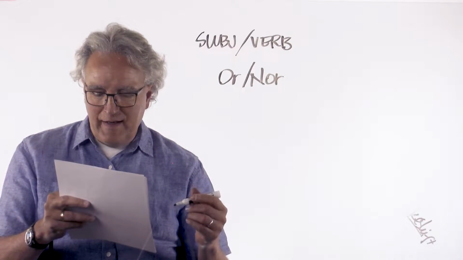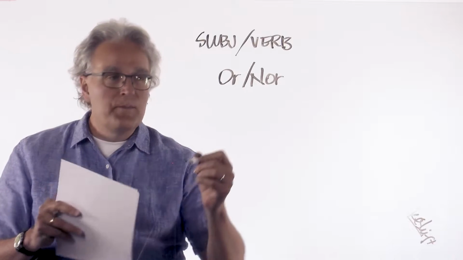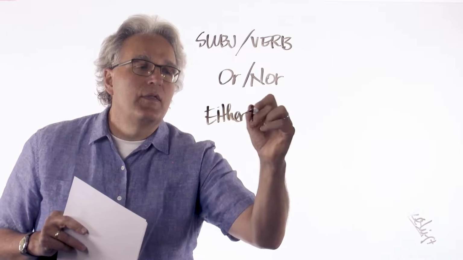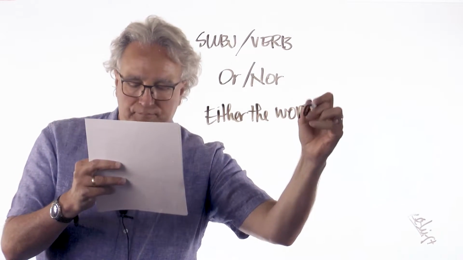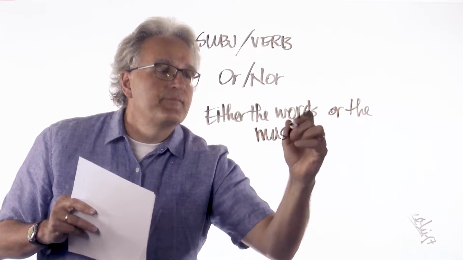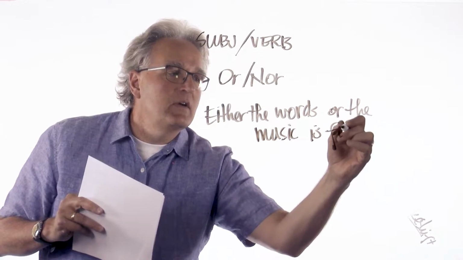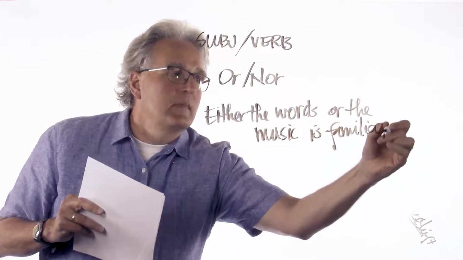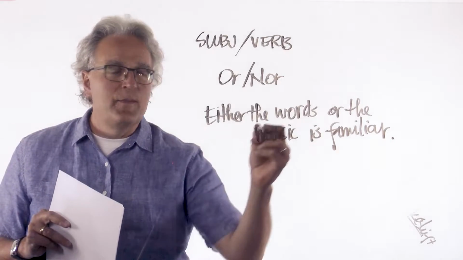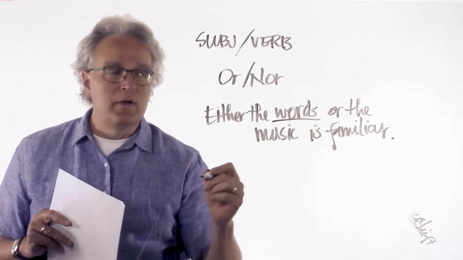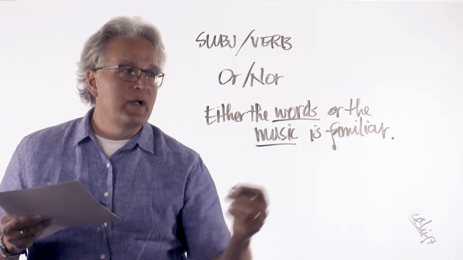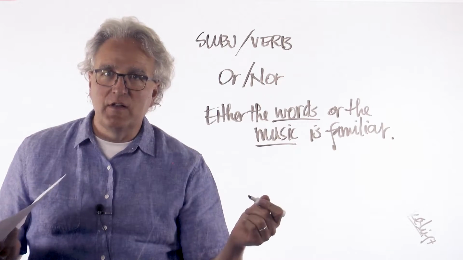So let's look at an example. So either the words or the music is familiar. Right? So in this case, either the words or the music is familiar. Words is plural. Music is singular. So what are we going to do here? Are we going to have a plural verb or a singular verb?